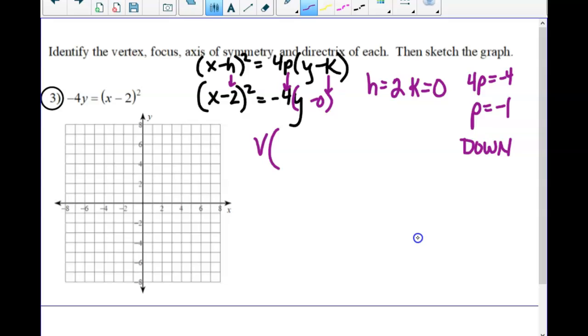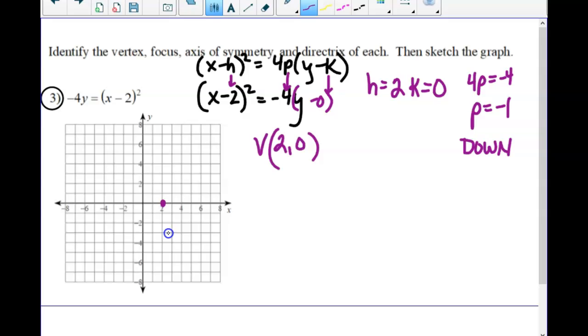Do you guys know where she's getting that? Looking at the reference sheet, everybody okay? When it has an x minus h that's squared, it either opens up or down. And this one had a negative p, so it's going to open down. Okay, the vertex is at h, k, which is 2, 0. So I have over 2 and up 0. P is negative 1. What does that mean?